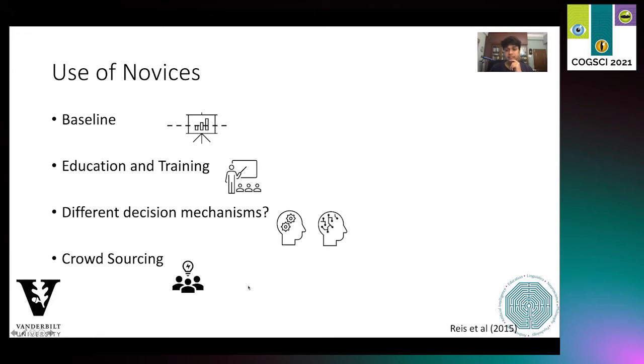The use of novices is interesting for several reasons. The first reason is that it gives us a baseline to compare experts. The second thing is because all experts were novices at some point. So understanding novices tells us how we can train experts better. Thirdly, of theoretical importance, and practical importance too, is the fact that they may have different decision making mechanisms. And finally, novices can be used to crowdsource decisions.